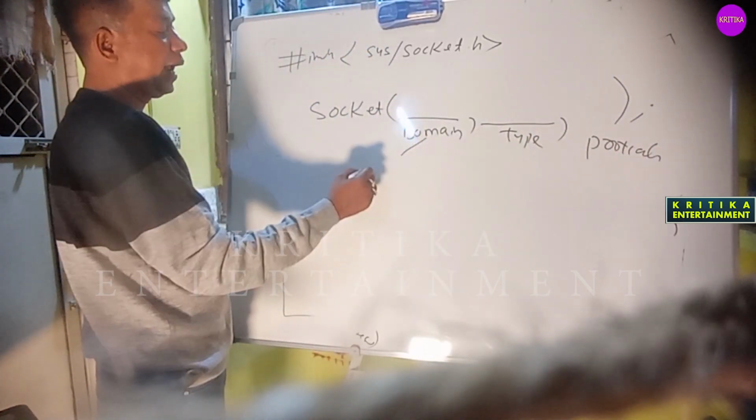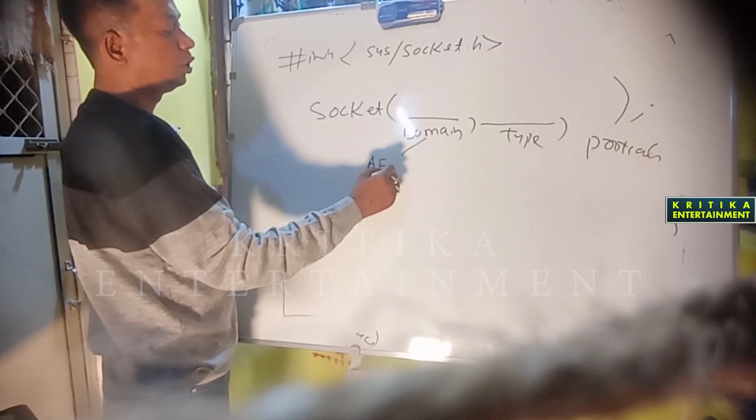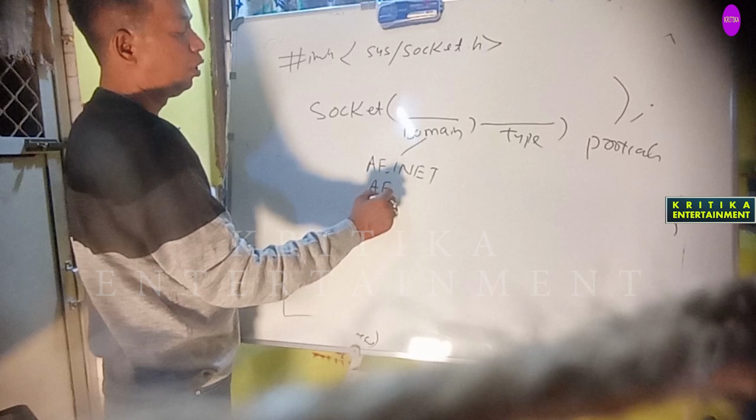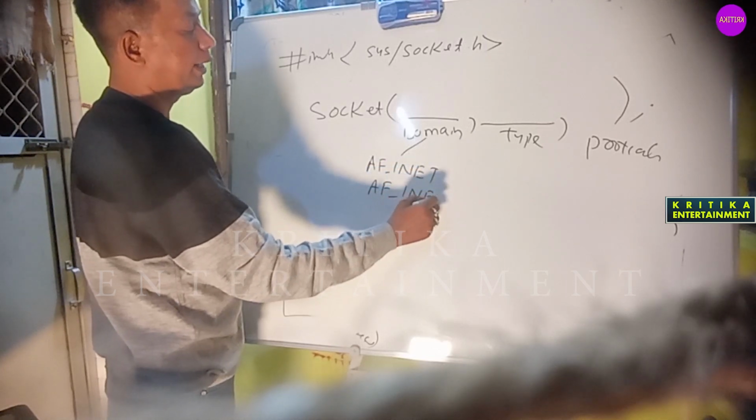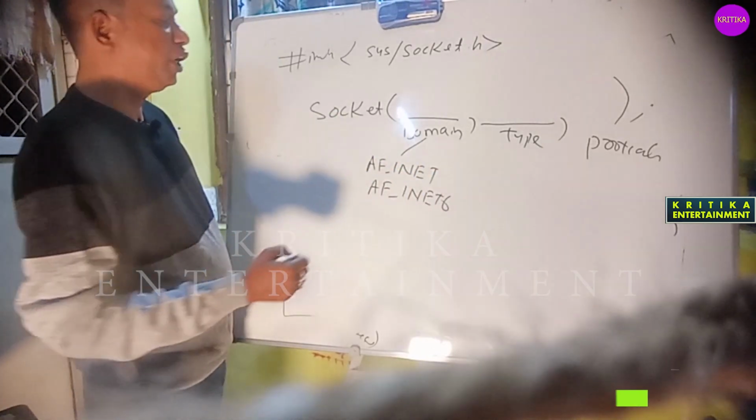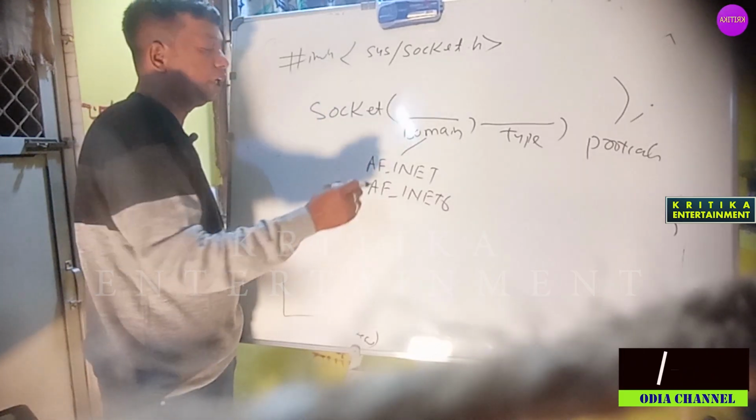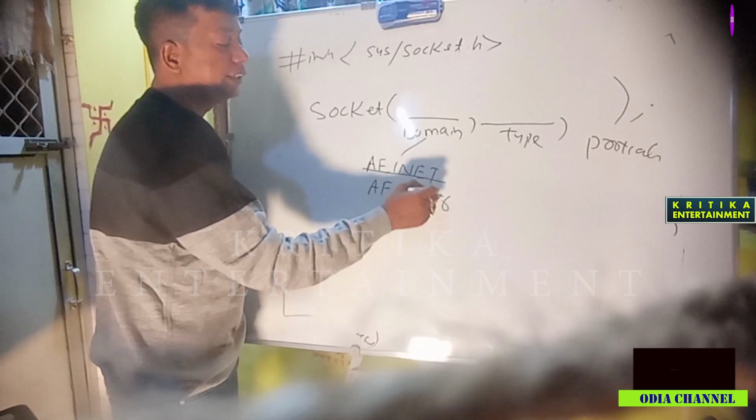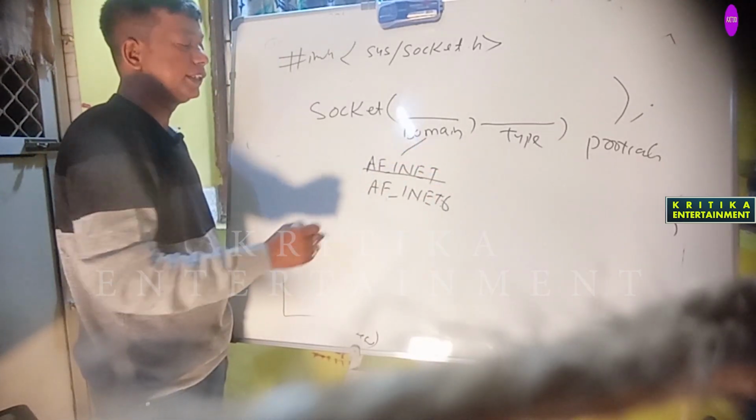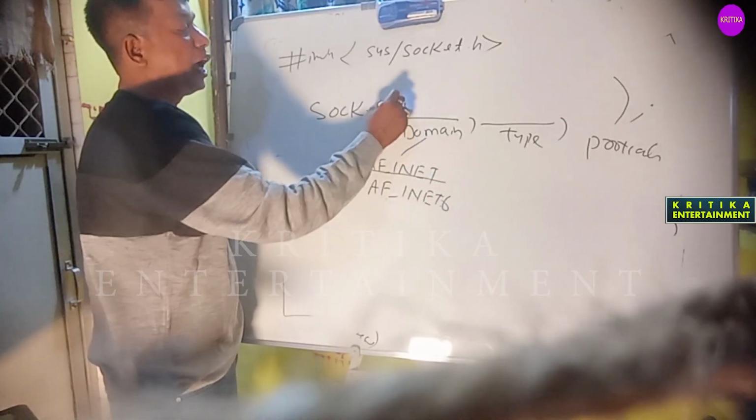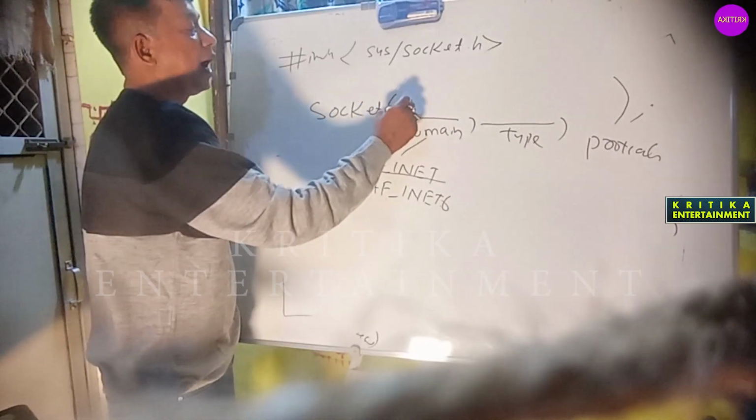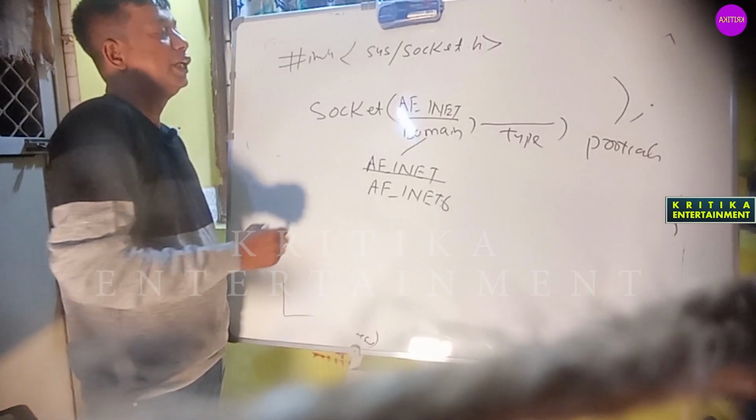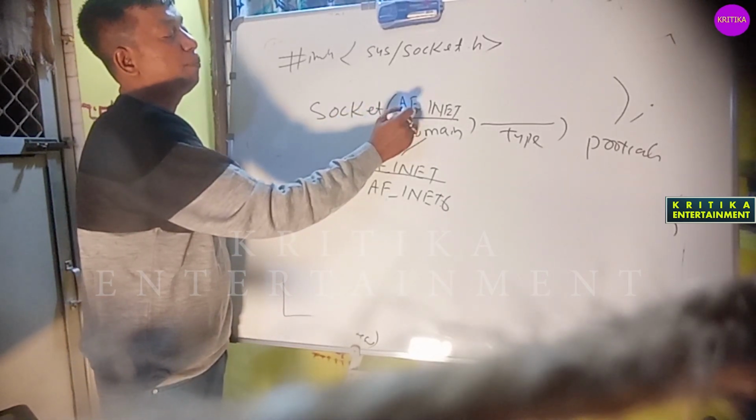In the domain you can write AF underscore INET or AF underscore INET6. If you are using IPv4, you use AF underscore INET. AF underscore INET6 means IPv6. Here I am doing the IPv4 program, so you write AF underscore INET, that means address family AF underscore INET.